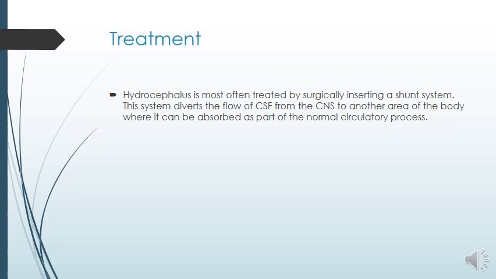As far as the treatment for hydrocephalus, the first thing you want to find out is what actually is causing this problem. Is it an infection? Is there a blockage caused by a narrowing of the channels? Is there bleeding? Hydrocephalus is most often treated by surgically inserting a shunt system. The system diverts the flow of the cerebral spinal fluid from the central nervous system to another area of the body where it can be absorbed as part of the normal circulatory process.